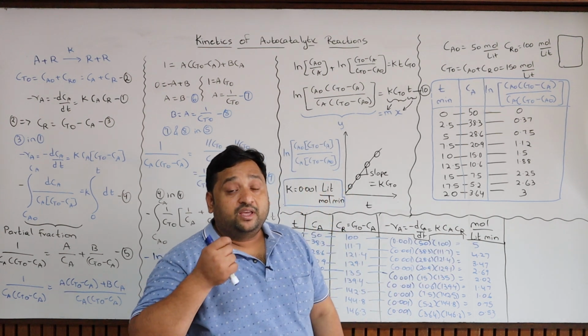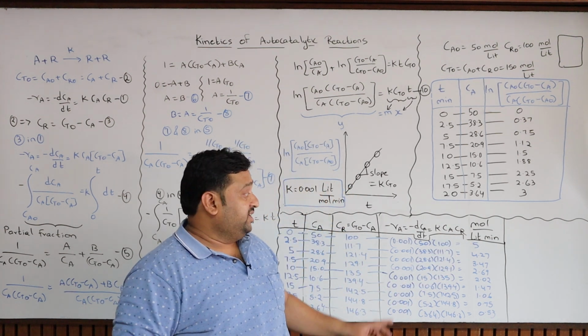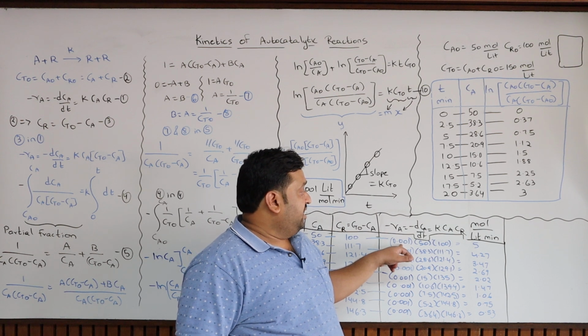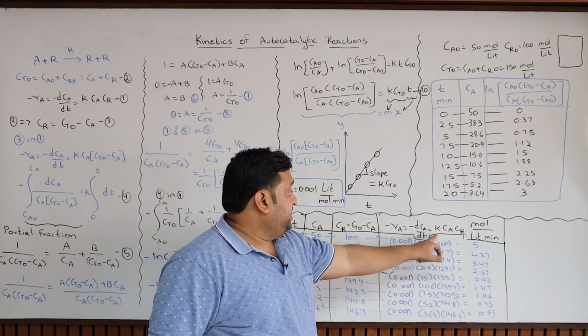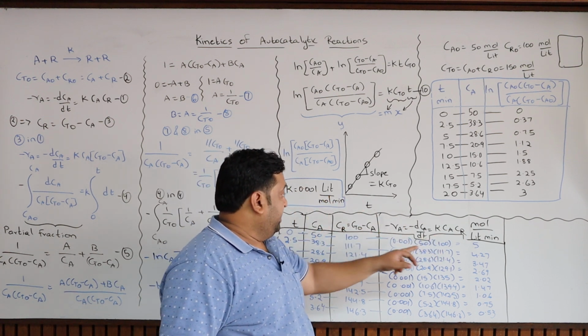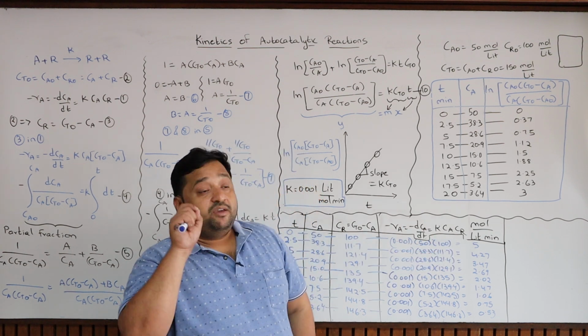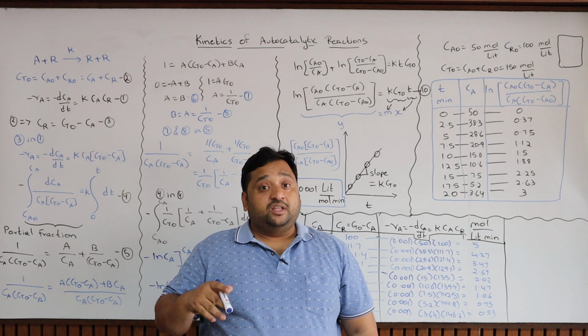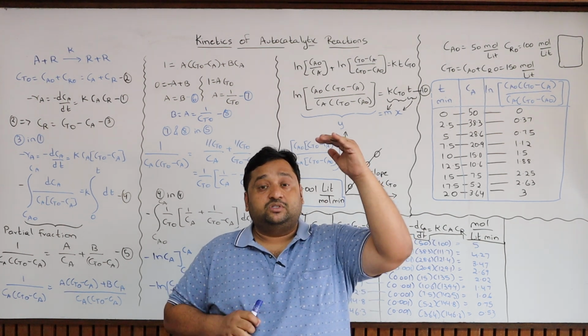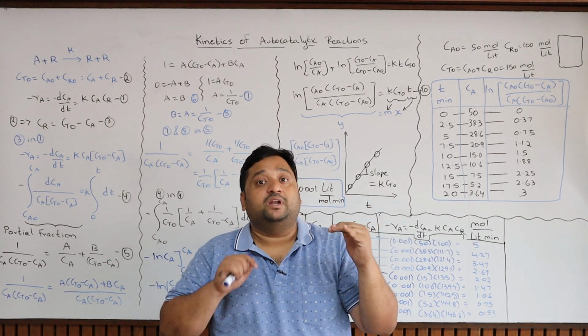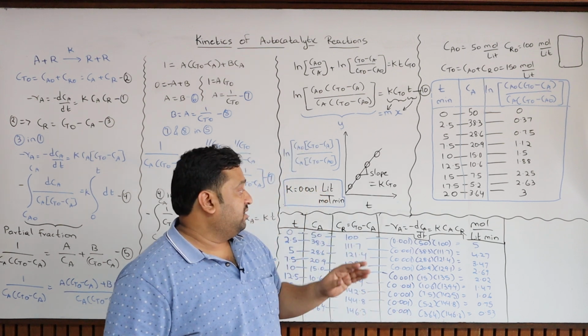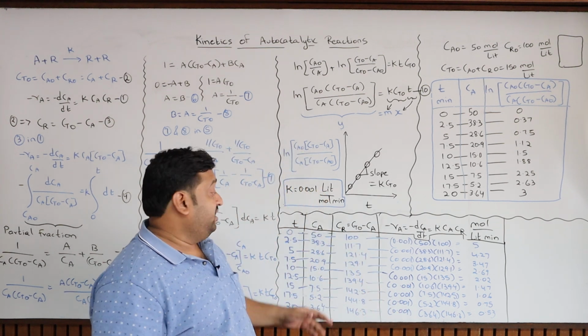That means during the starting period, what is the speed? 0.001, which is the value of k, into CA, which is 50, into CR, which is 100. The speed is 5 mole per liter every minute. That means the concentration of A will reduce by 5 mole per liter every minute. And observe what is happening at the next time.